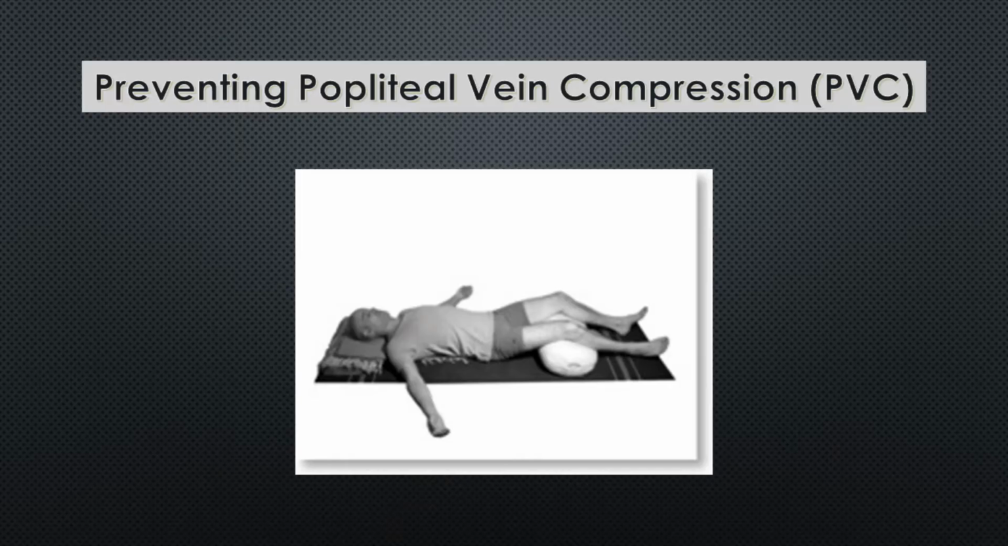Best practices for supine positioning include positioning the patient's knees with about 5 to 10 degrees of flexion to prevent popliteal vein compression, or PVC, which can be accomplished with a soft pillow. PVC is seen when the knees are extended or locked.